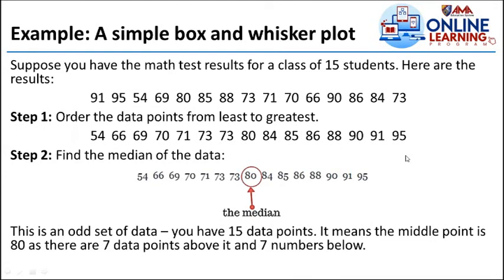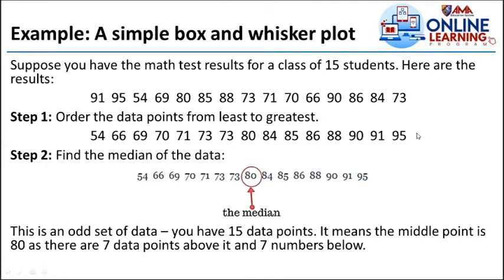Suppose you have the math test results for a class of 15 students. Here are the results. So, ito yung 15 scores ng math test natin. So, tulad po ng dati, we are going to arrange our data from least to greatest. So, ito na siya. Ito na yung data sets natin, arranged accordingly.